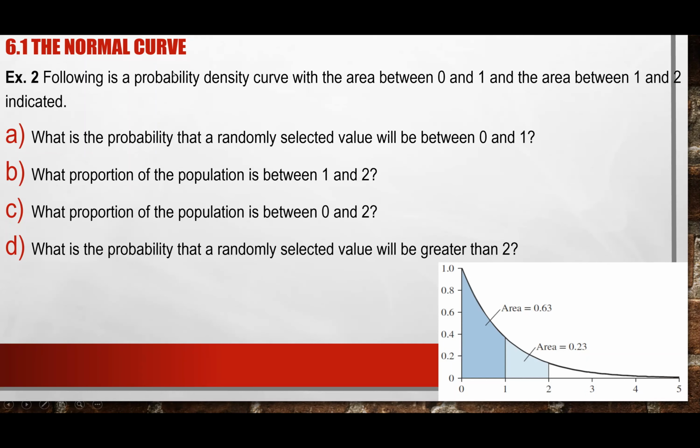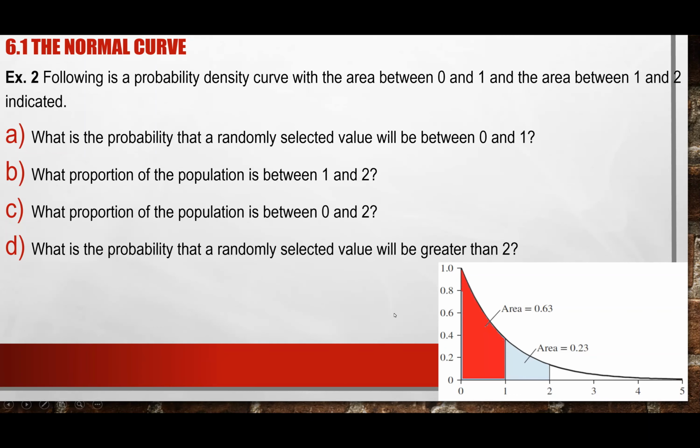They ask you, what is the probability of a randomly selected value? We don't know what this data is. We know that this data is 0, 1, 2, 3, 4, 5, right? What is the probability of a randomly selected value between 0 and 1? So reminder, the area, the probability and the proportion of a population are the same, which is looking at this thing here.